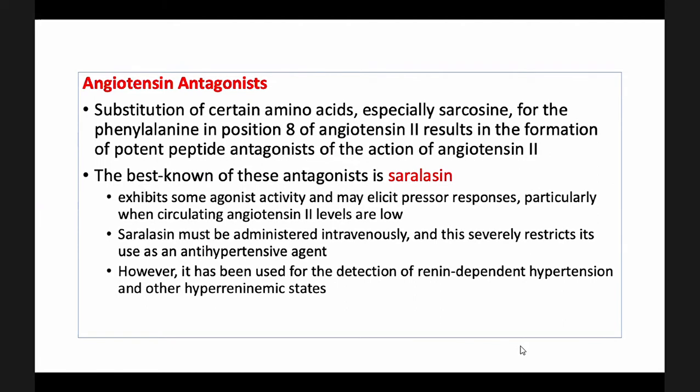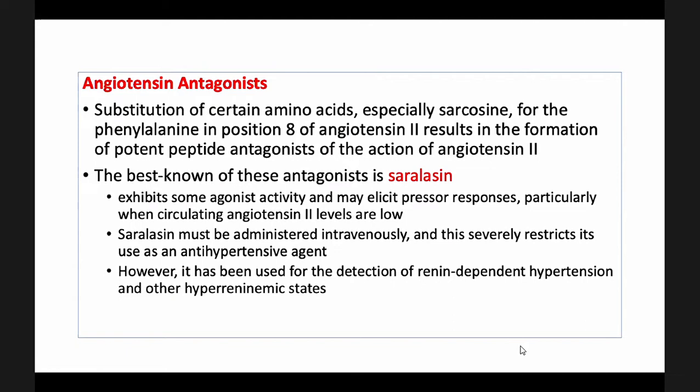So your angiotensin antagonists differ from your angiotensin converting enzyme because you have substitution of certain amino acids, especially sarcosine for the phenylalanine in position 8 of your angiotensin II, resulting in the formation of a potent peptide antagonist of the action of your angiotensin II. The best known of these antagonists is saralazine. It exhibits some agonist activity and elicits pressor responses, particularly when circulating angiotensin II levels are low.